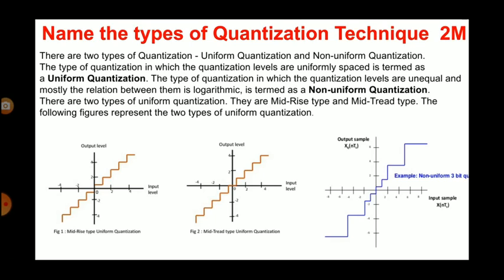The following figures represent the two types of uniform quantization. Figure 1 shows mid-rise type uniform quantization. Figure 2 shows mid-tread uniform quantization. Then one more figure shows an example of non-uniform quantization.